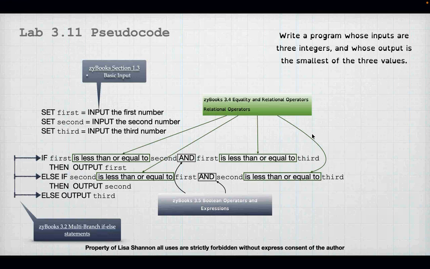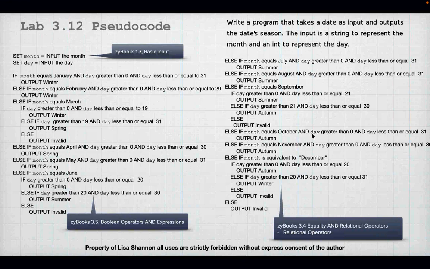This does not require nested if statements. However, this does. So you're going to write a program that takes a date as input and outputs the date's season. The input is a string to represent the month and an int to represent the day. So you've got to test some things here, because ZyBooks can get a little dastardly. ZyBooks is going to give you a date like -1 September. Well, you have to be able to tell ZyBooks that that's an invalid date, because -1 is not a valid date.